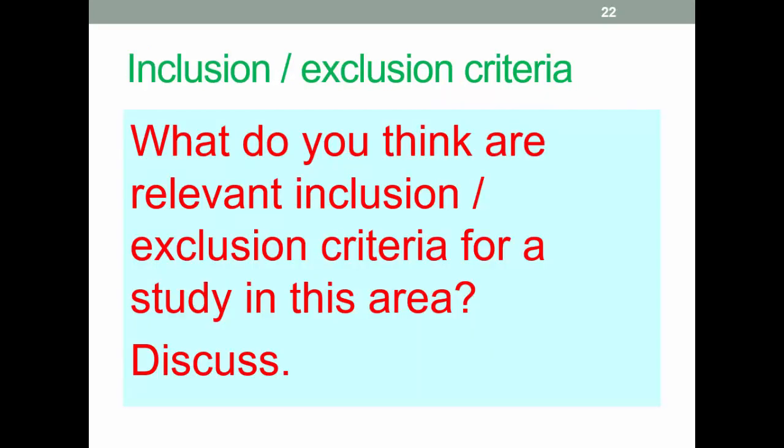So here's a little exercise. Generically, there are criteria we want to include, such as human studies, and others we want to exclude, such as studies that are too old. So pause the video if you're watching the video and think of relevant inclusion-exclusion criteria for your study. You will use these in your assignment.